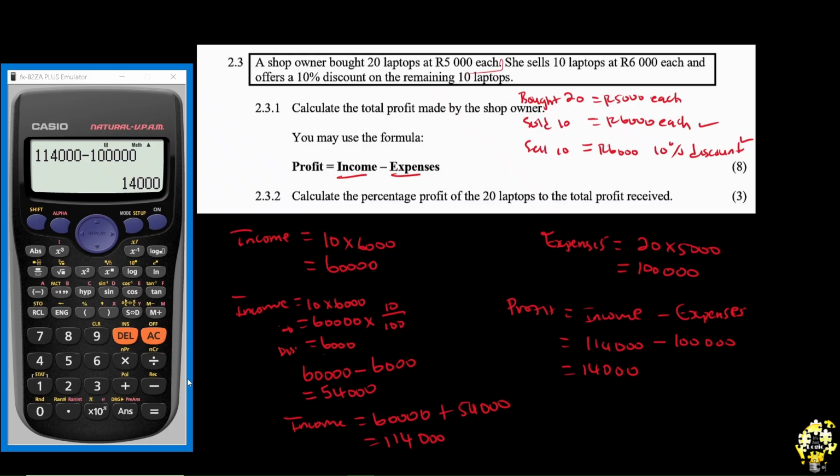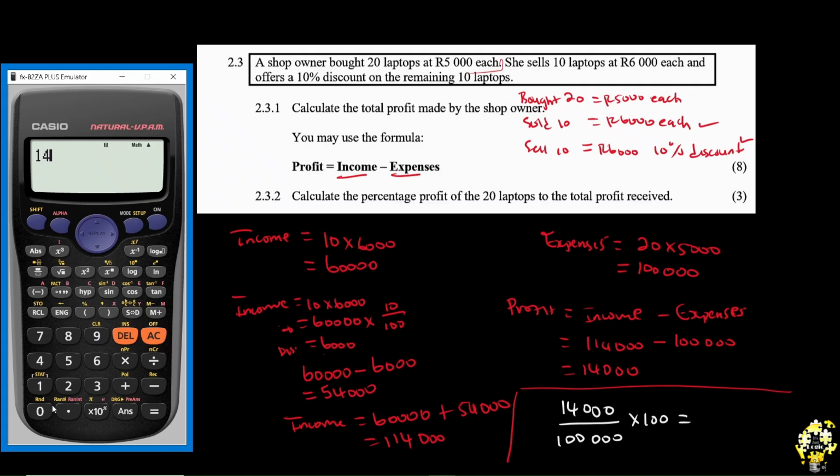Now let's continue to the second one, which says 2.3.2. Calculate the percentage profit. The percentage profit of the 20 laptops to the total profit received. Okay. Real estate here, and maybe we can even use a white on this real estate here. So to calculate the percentage of the profit, we are going to simply do this. We know this is our profit, but we spent 100,000, multiplied by 100. It's a percentage profit, by the way. You have to multiply it by 100.